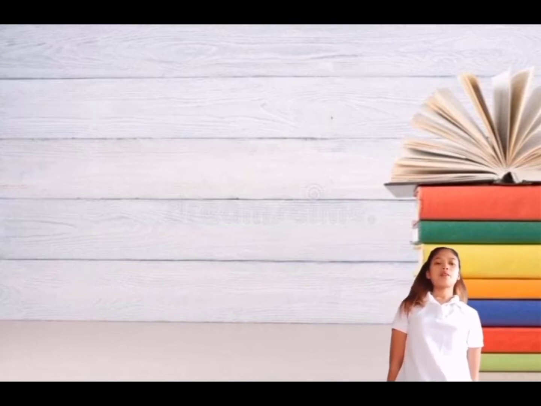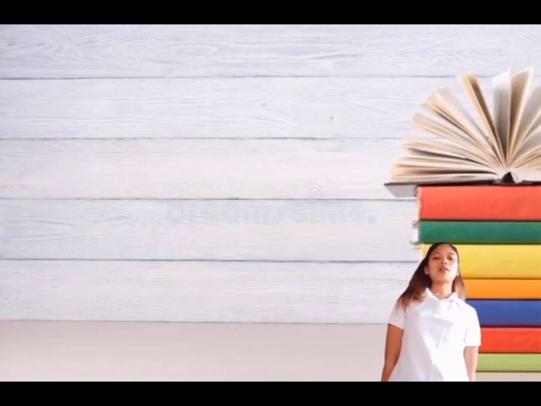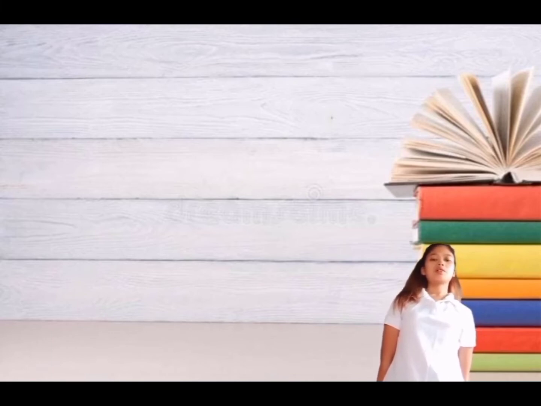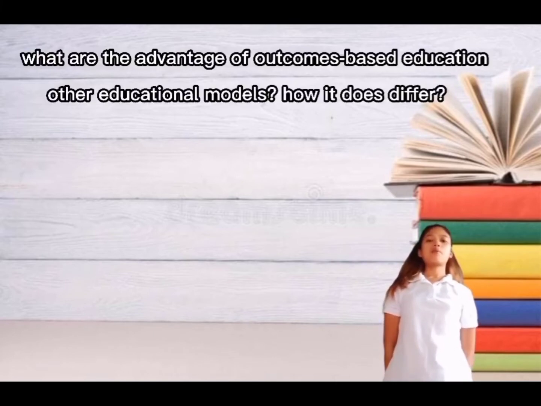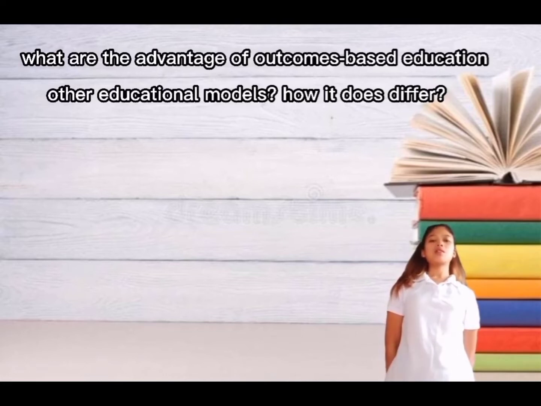Flexibility. An outcomes-based education model must be flexible enough to adjust to a learner's strengths and weaknesses. Flexibility is also important for providing learners enough time to attain fluency or proficiency. What are the advantages of outcome-based education over other educational models? How does it differ?